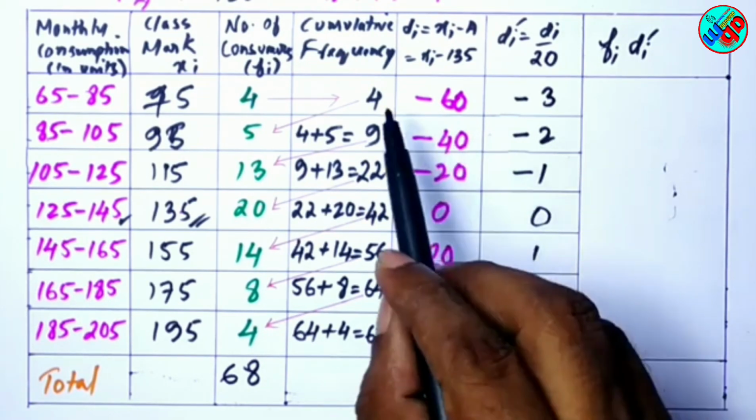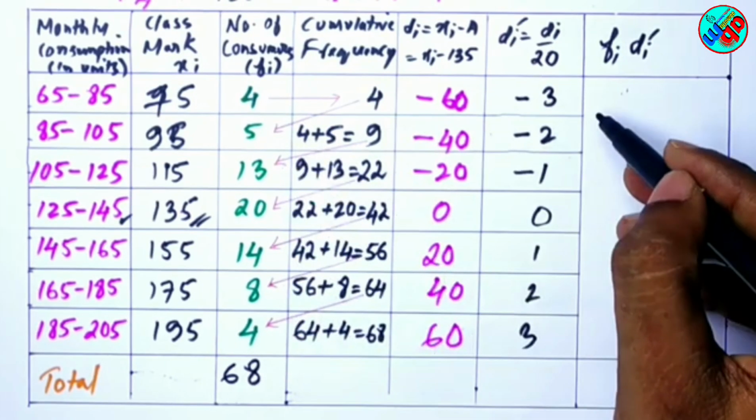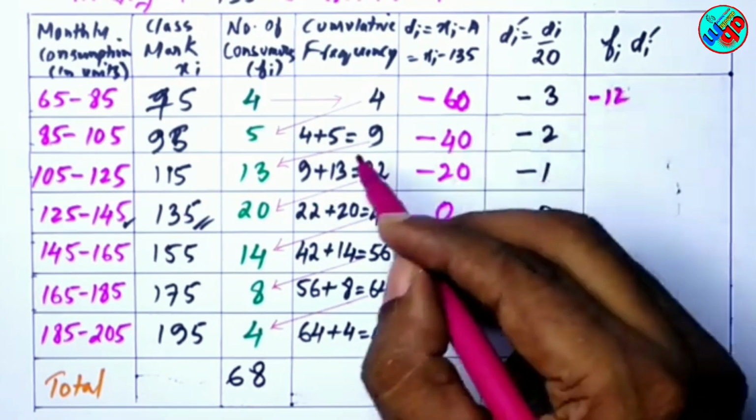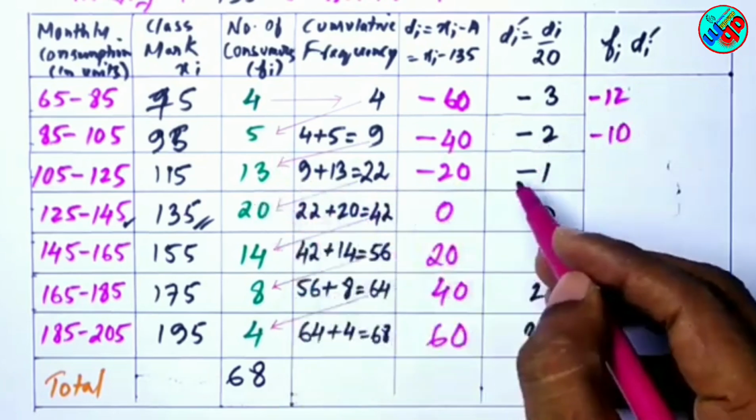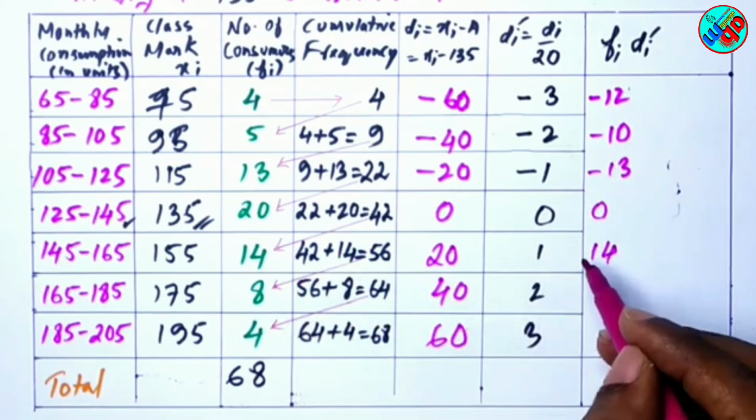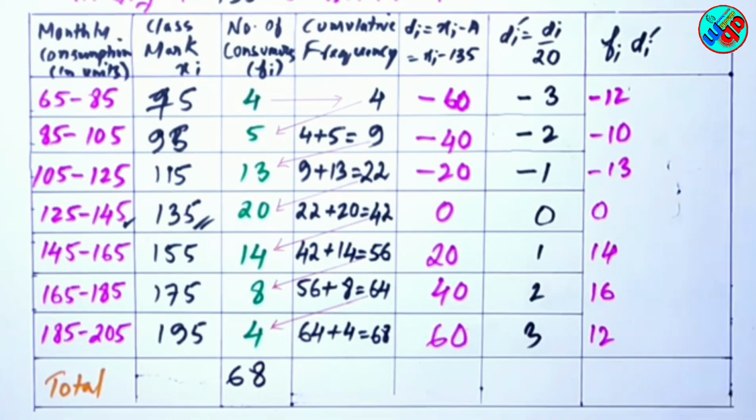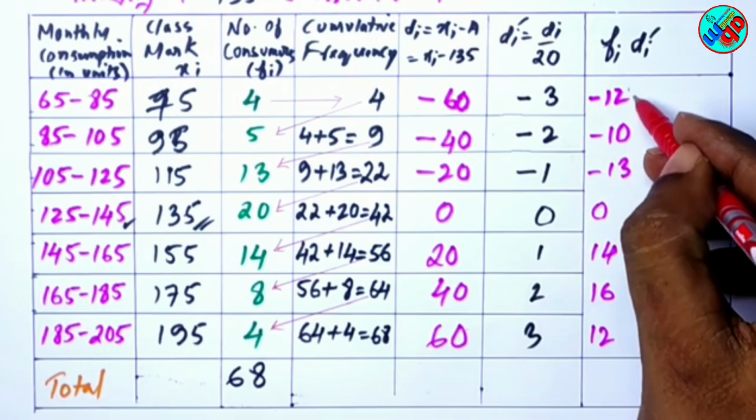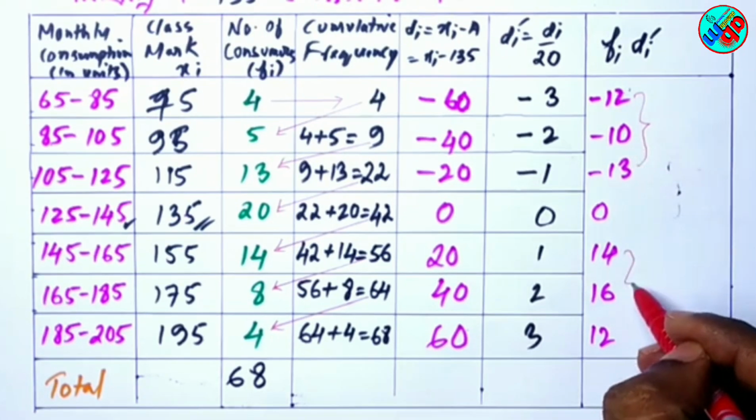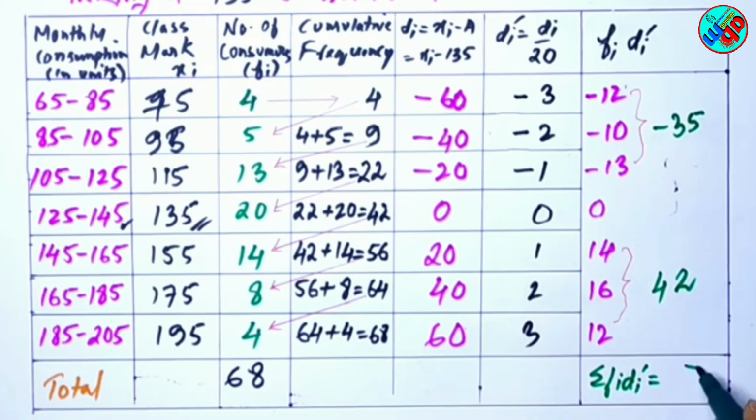Now we multiply this fi and di dash to get fi di dash. So 4 into minus 3 is minus 12. 5 into minus 2 is minus 10. 13 into minus 1 is minus 13. So this will be 0. 14 into 1 is 14. 8 into 2 is 16. 4 into 3 is 12. So we group this into two parts as negative part and positive part. We add it and take the sum of these two to get 7.